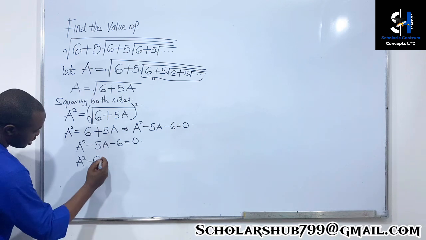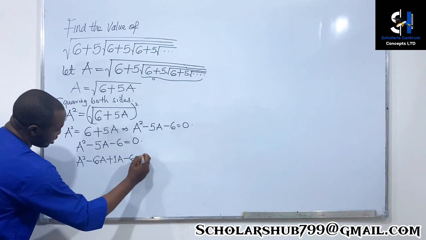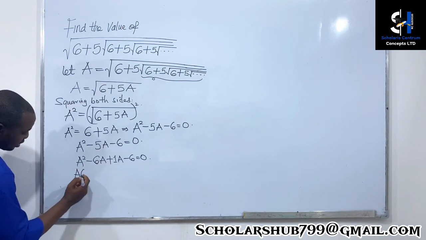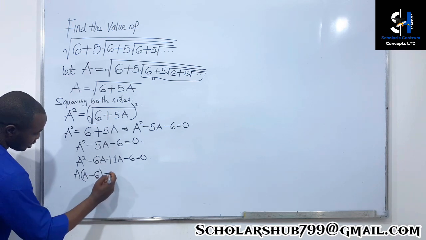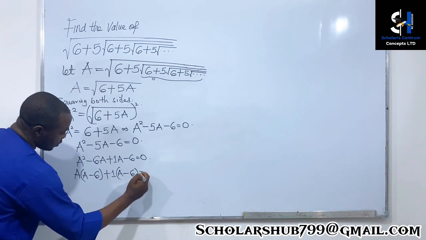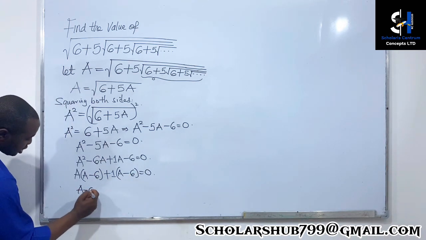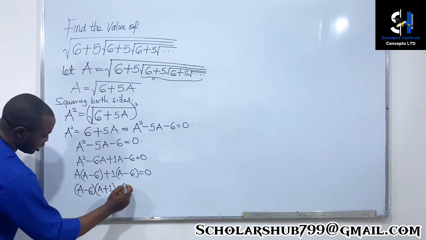So in this case, this would be A squared minus 6A plus 1A minus 6 equals 0. So that when we divide A squared by A, we get A. Negative 6A divided by A will be minus 6. Then plus 1 into A minus 6 equals 0. So we bring out the common factor, which is A minus 6. Then we have A plus 1 equals 0.